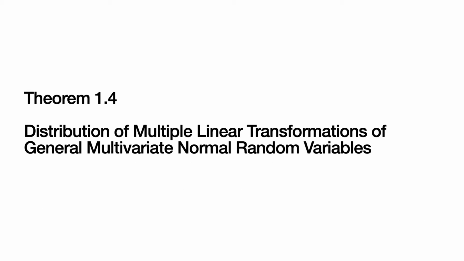So we're going to call this Theorem 1.4, and this is the most general result that we're going to be looking at today. And the other results that we're going to look at are all special cases of this theorem, and that's why they're called corollaries and numbered as special cases of this theorem. So in this theorem, we're going to be identifying the distribution of multiple linear transformations of general multivariate normal random variables.